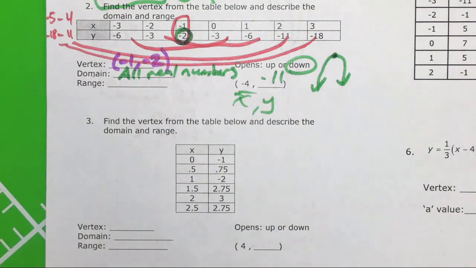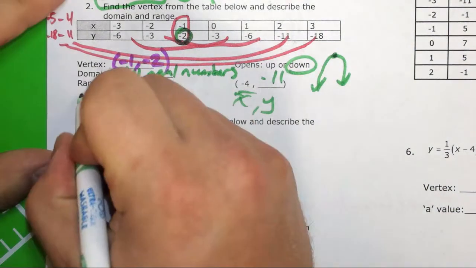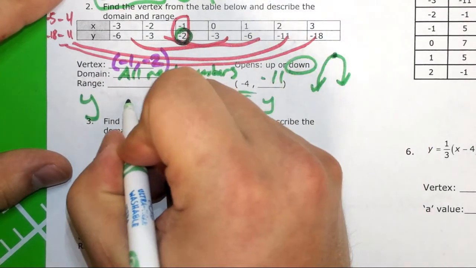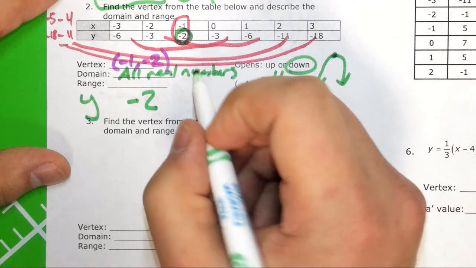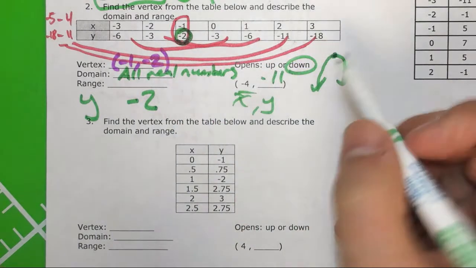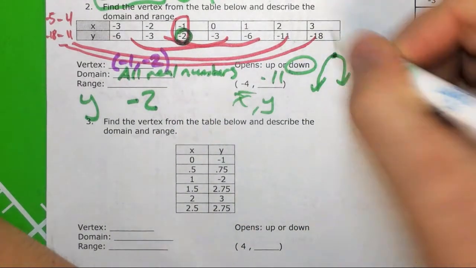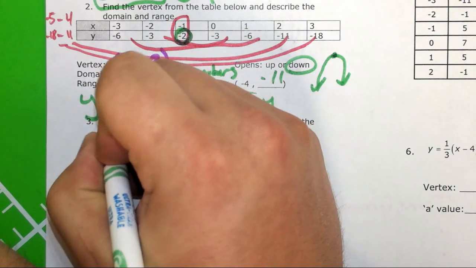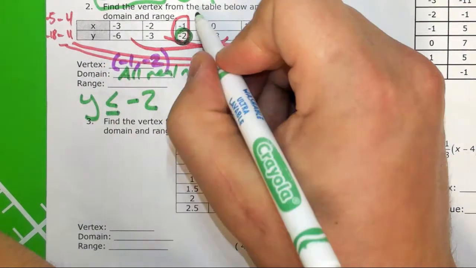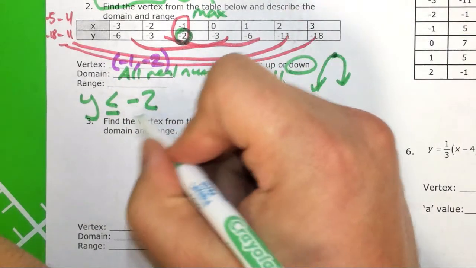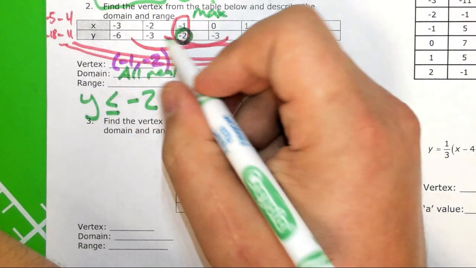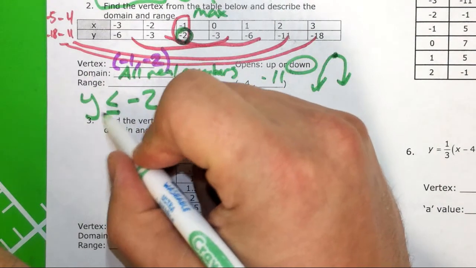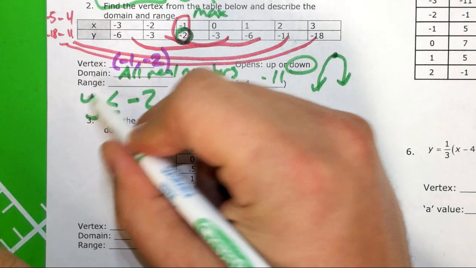Range, that's our tricky one. Let's do that. Y, and then our y value of our vertex. Okay, now it's either greater than or less than. This time we're going down. So it's going to be less than or equal to. This is our maximum. All of my -2, that's bigger than all the other y values. So all my y values are less than or equal to that number right there, -2.